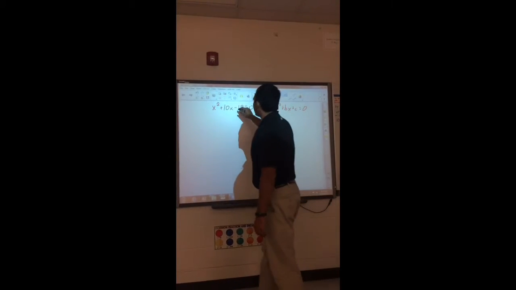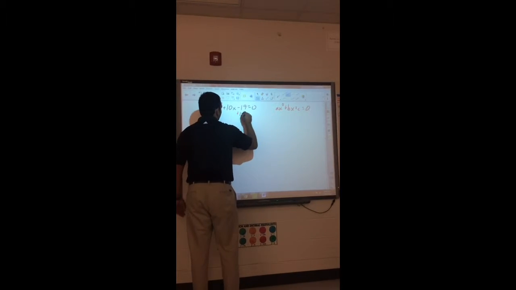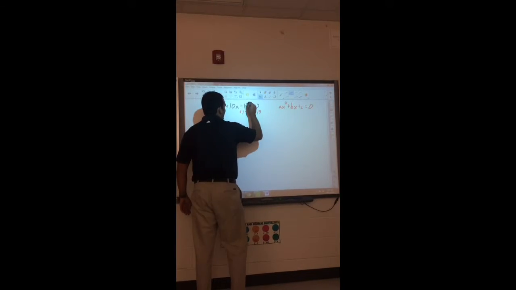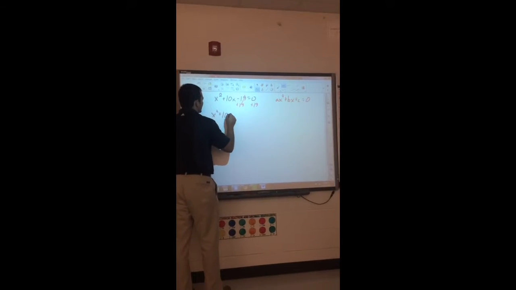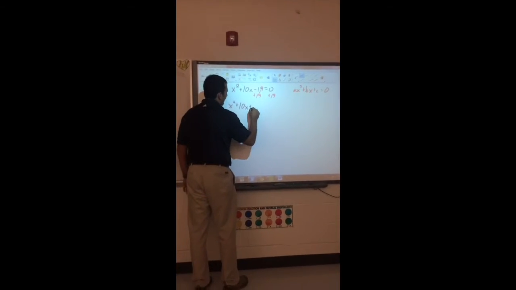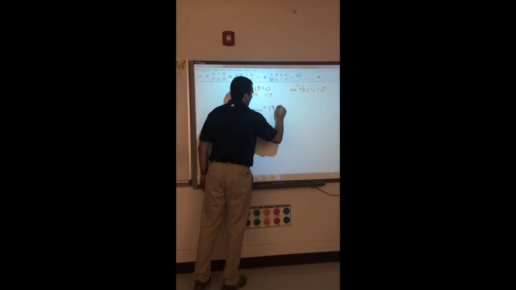Add 19. We got to get c to the other side. So I'm going to add 19 to both sides. Okay? Those cancel out. I'm left with x squared plus 10x. What do I do right here? Plus blank equals 19 plus blank.